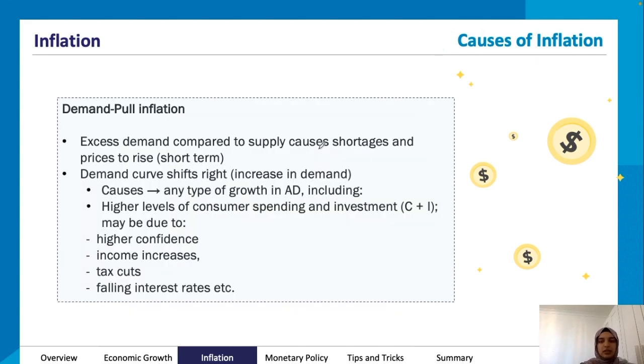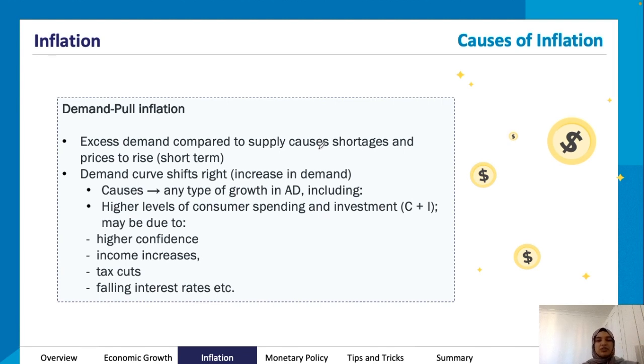Okay, moving on. Causes of inflation. Demand-pull inflation is the first type. This is where there's excess demand compared to supply, which causes shortages and prices to rise in the short term. So we've got a lot of demand compared to supply, which causes shortages and price increases. Think back to toilet paper during COVID. A lot of people were demanding toilet paper, so the price of toilet paper actually ended up going up.